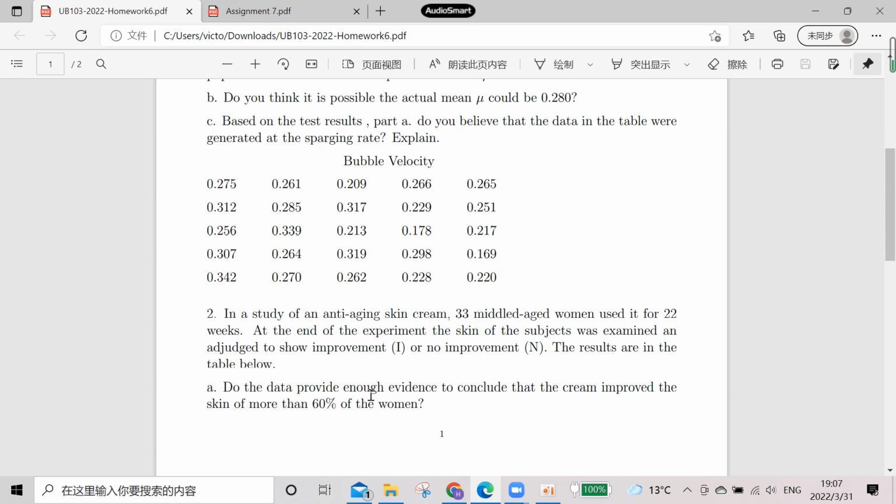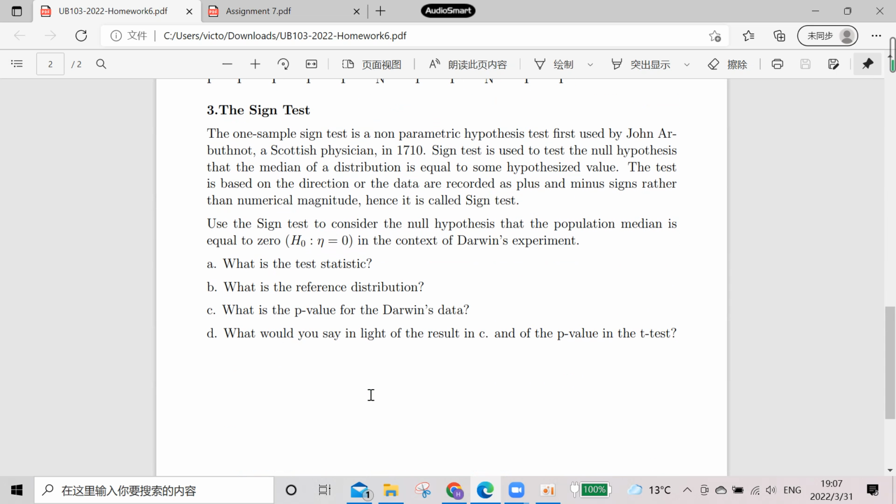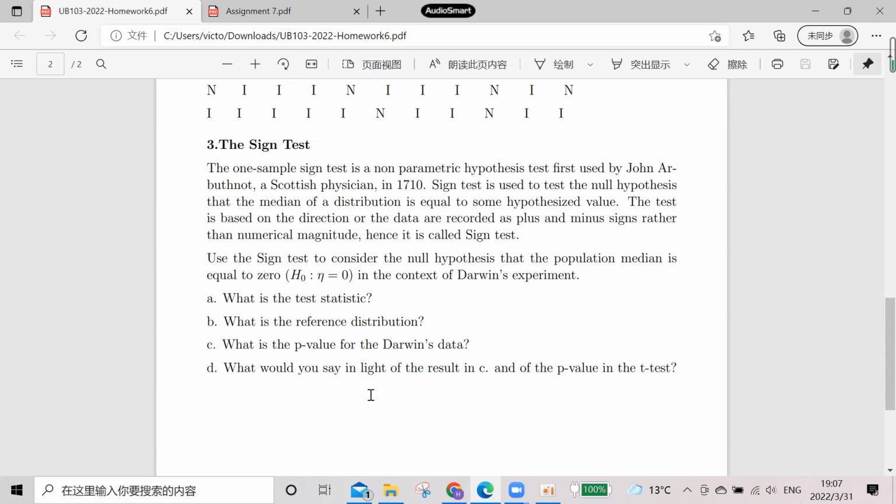Okay. And then I have one more question. Question three, part B asks, what is the reference distribution? What exactly is the reference distribution? I'm kind of confused with that.